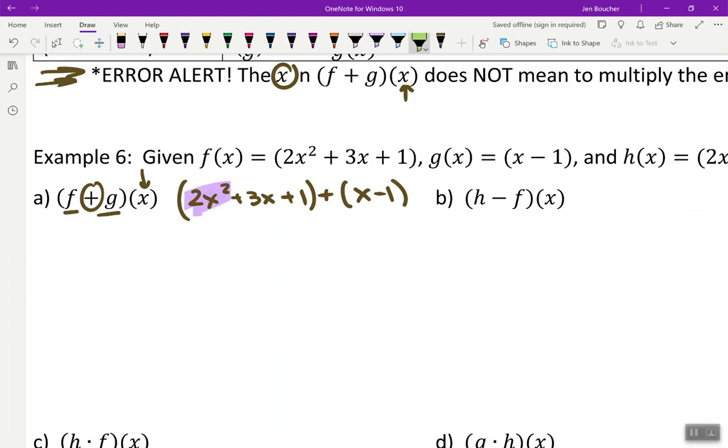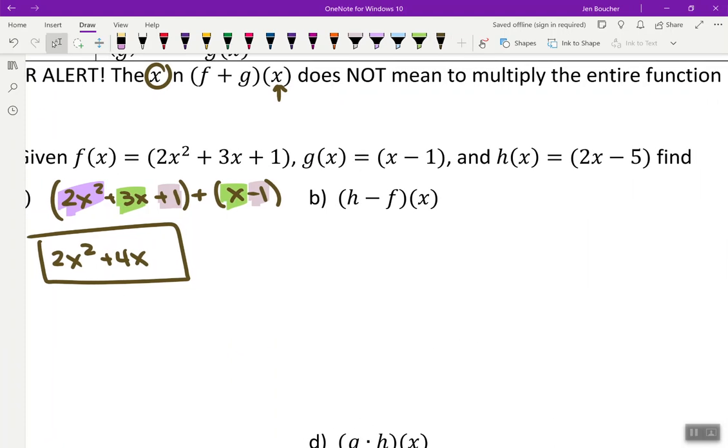Take the leading term, then you have your linear terms, then you have your constant term. So if we add those together, you would get 2x squared plus 4x, and then the ones cancel. That's it.